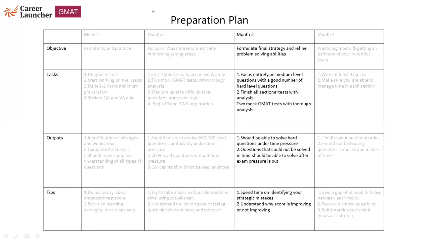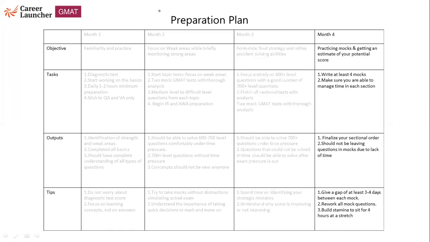Third, after doing a lot of practice here, you should be able to finalize your strategy. Medium and harder difficulty should be done now within the time. That is, take on harder difficulty on an average of 3 minutes. For easy and medium difficulty, it should be in that range of 1.5 minutes. So this is how you should be able to do every question in a 2 minute time frame on an average.